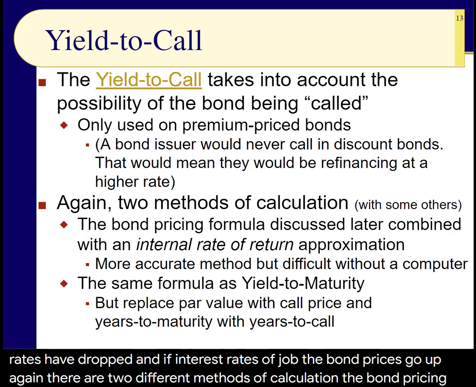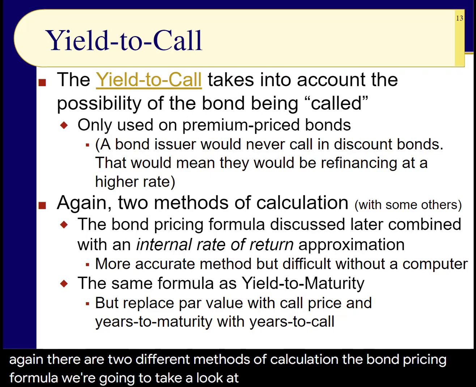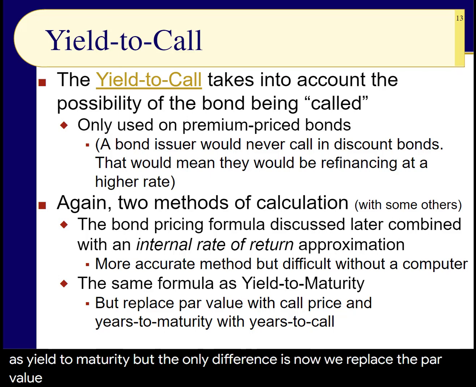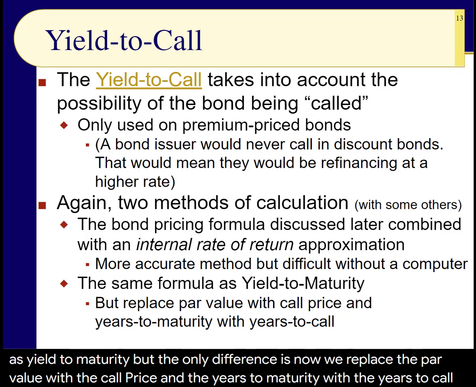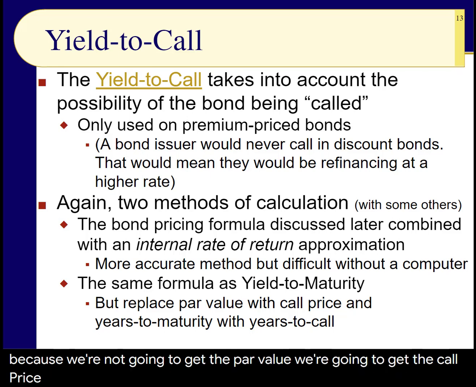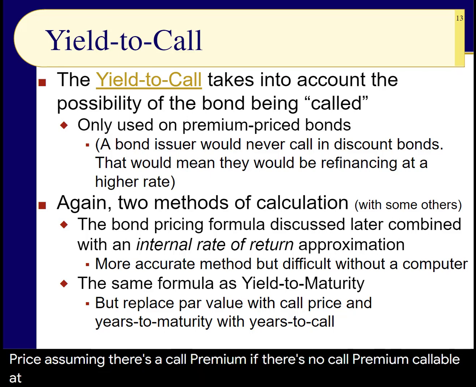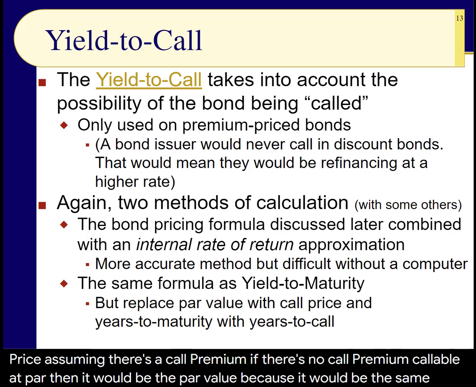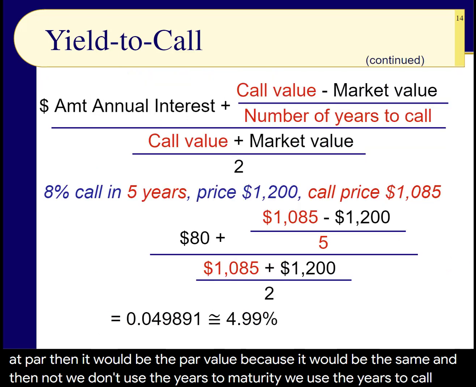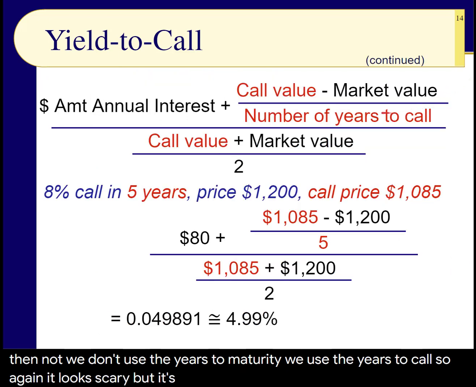The bond pricing formula we're going to take a look at later on. And then the same formula as yield to maturity, but the only difference is now we replace the par value with the call price and the years to maturity with the years to call. Because we're not going to get the par value, we're going to get the call price, assuming there's a call premium. If there's no call premium, callable at par, then it would be the par value because it would be the same. And then we don't use the years to maturity, we use the years to call. So again, it looks scary, but it's actually fairly straightforward.